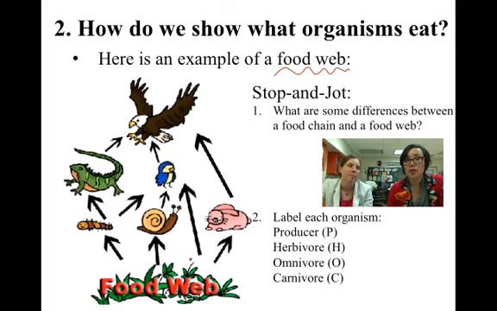Remember what we told you about the arrows. Think about the arrow going into the mouth of another organism and think about what that means in terms of energy flow. Okay, and try these stop and jot questions on your paper. And when you think you have the right answer, call your teacher over to check it for correctness.